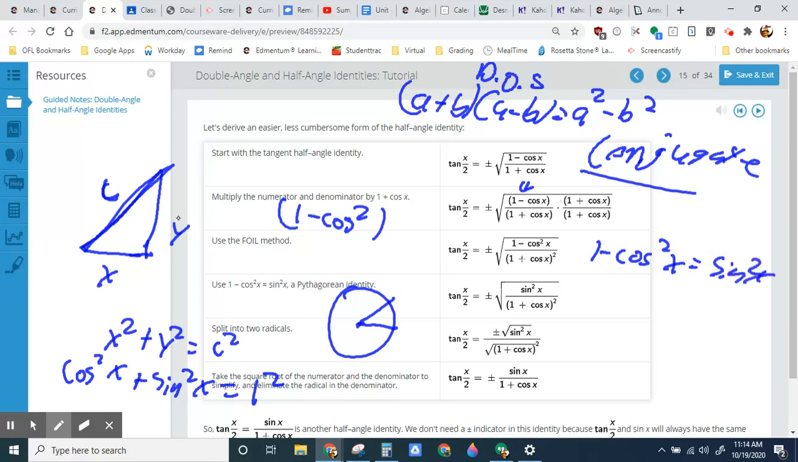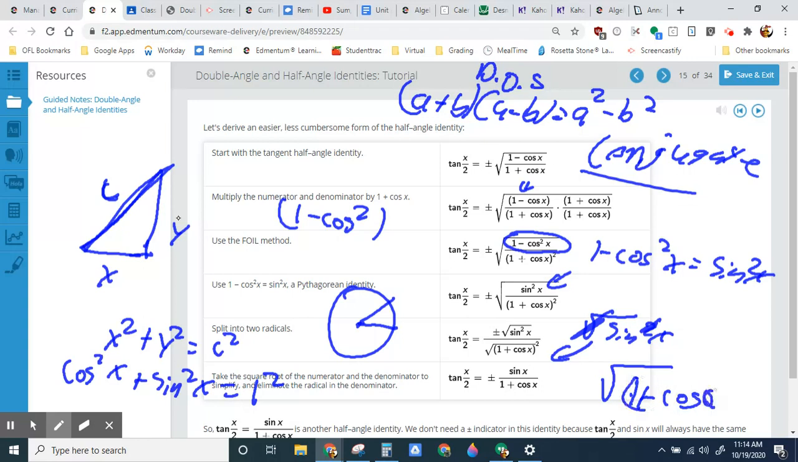So the whole purpose of multiplying by the conjugate was to try to get this. Now that we have this, we just replace it with sine squared. Now we're going to take the square root of sine squared x. The square root and the squared cancel out, so you're just left with sine. Because the bottom is already a perfect square, this squared cancels out with this squared. So you just end up with plus or minus sine x over 1 plus cosine x. Basically, they did all this work to make them perfect squares, and that's how you created the second formula.